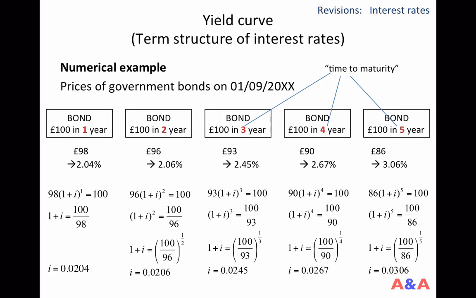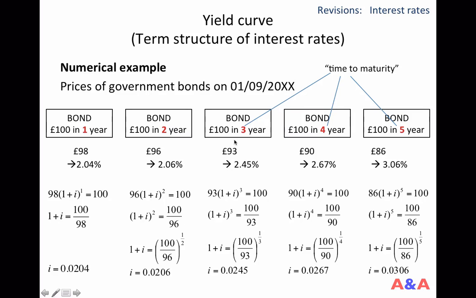Let's see, for example, the 1-year bond. Today's price is 98, so 98 times (1 plus unknown interest rate I) should be equal to 100, because £100 will be paid in 1 year. So 1 plus I is equal to 100 over 98. I is equal to 0.0204, 2.04%.